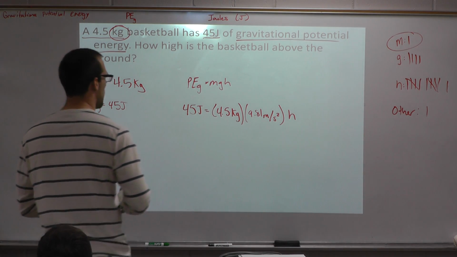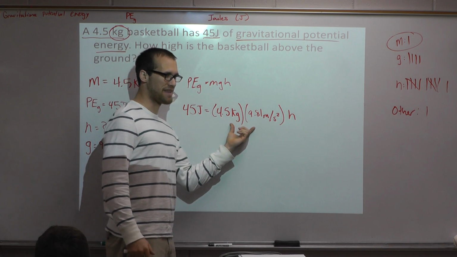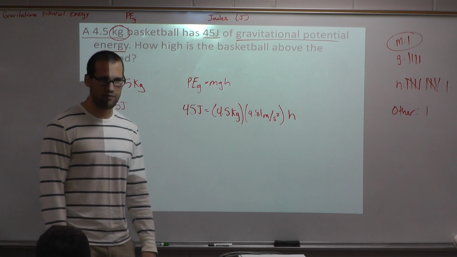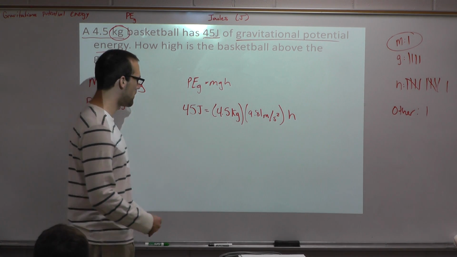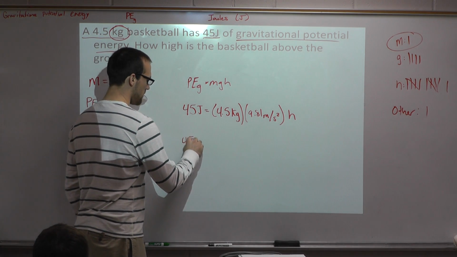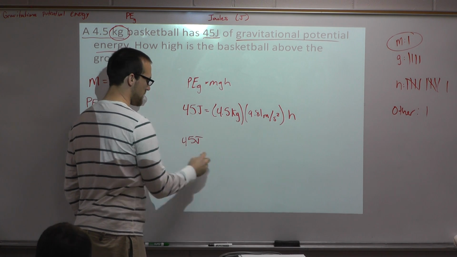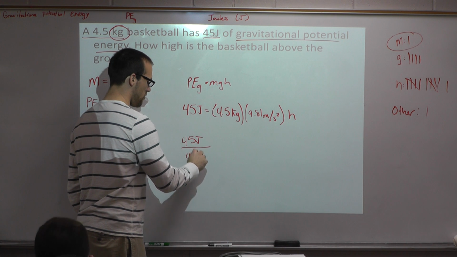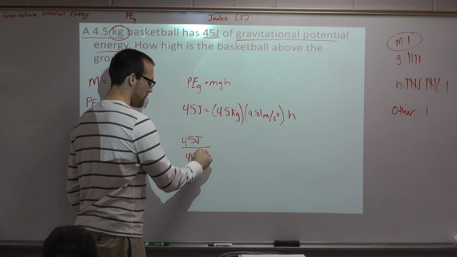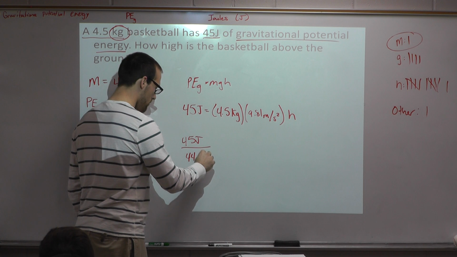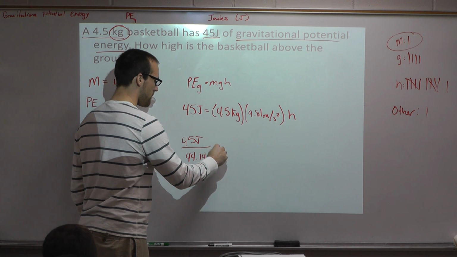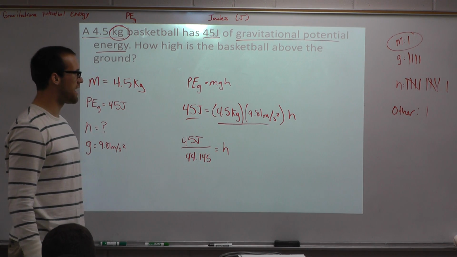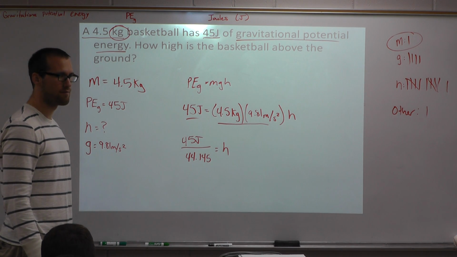Yeah, you could do a variety of things. You could multiply this first and then divide, or you could divide them both. Whatever you find is the best way to do it for you. What is this times this? Anybody? 44 point what? 145? Yes. We're dividing by 4.5 and 9.81.